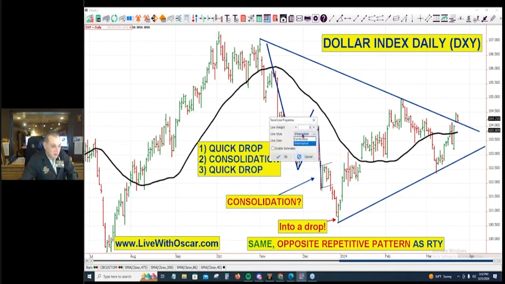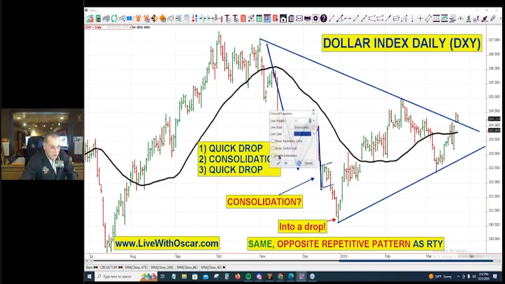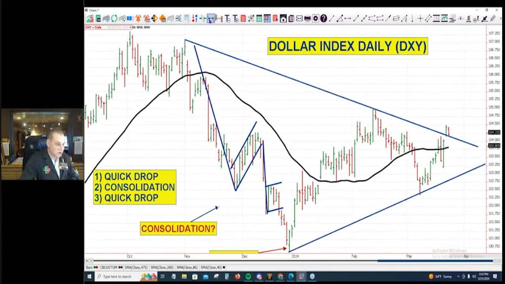So I'll just make it a little dark, as you can see what we're looking at. There was a time that we were using this chart for the downside, and we were using these flags to help us project just where we go. All right, and it did work. Quick consolidation, right? So you have a drop, consolidation, drop, consolidation, drop. So that's usually how a flag works, but that was on this side of the chart. Now, we're on this side of the chart.